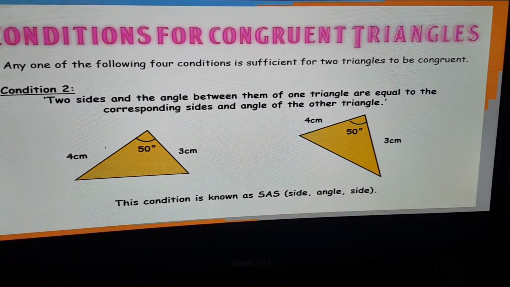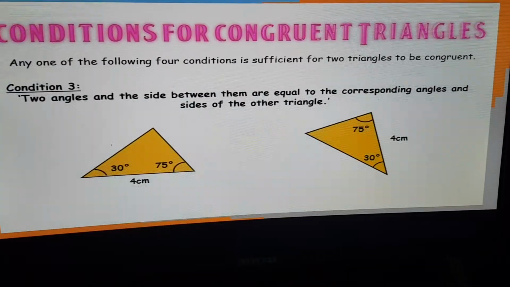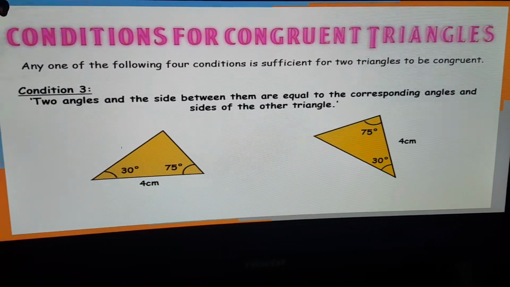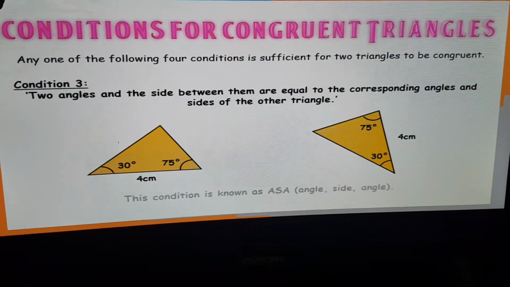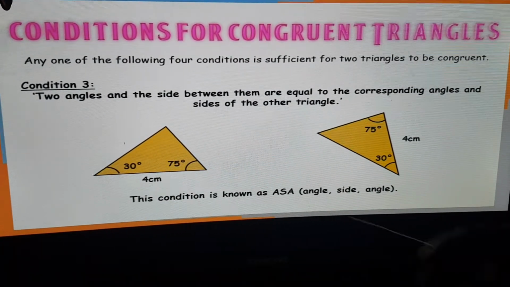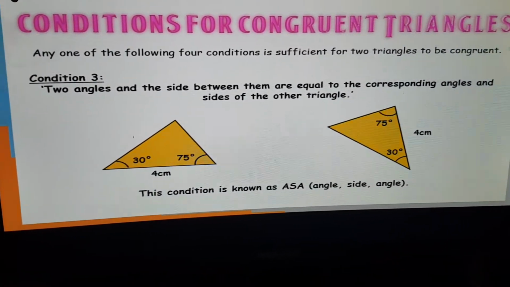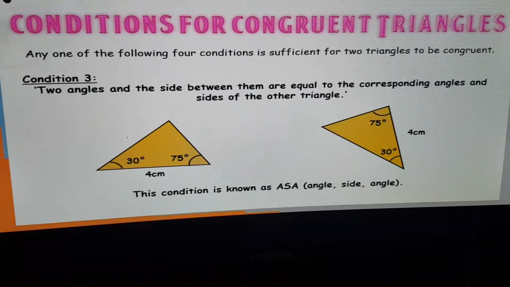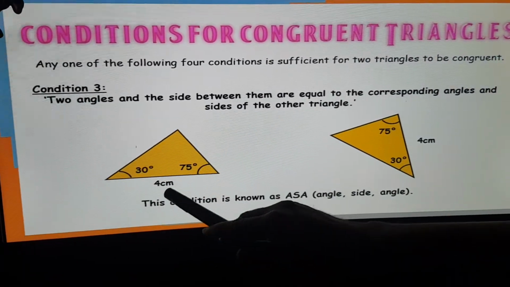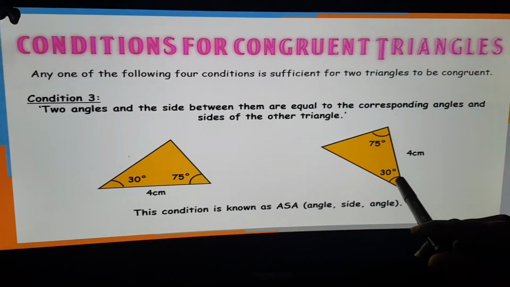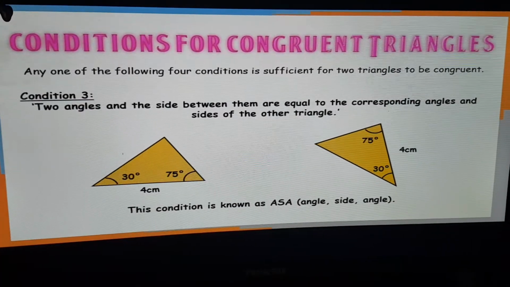The next condition for congruency states that two angles and the side between them are equal to the corresponding angles and side of the other triangle. In other words, two corresponding angles must be equal and the side in between them must be equal as well. This condition is known as angle side angle, ASA. And that's the third condition for congruency.